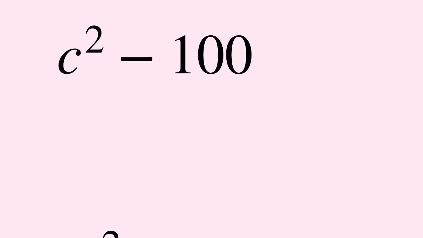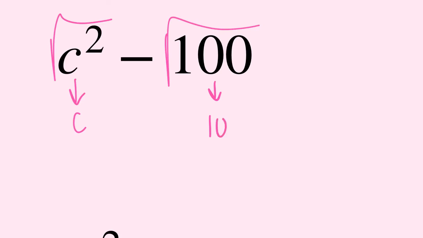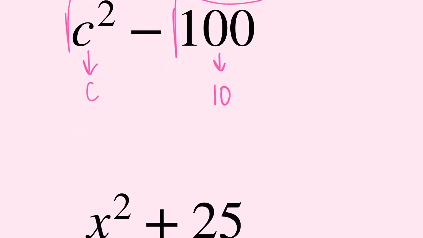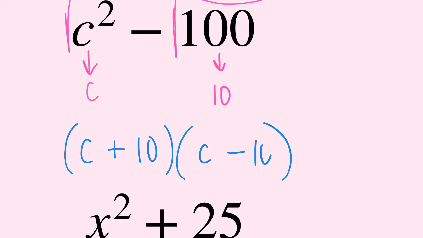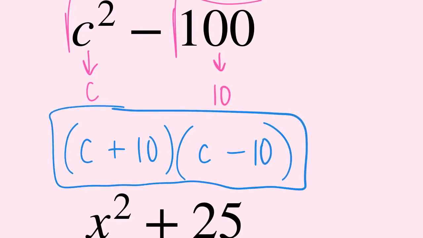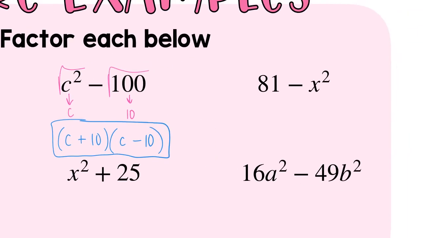Okay, same thing here. So make sure it's a difference. Yep, it's a difference. It's subtraction. And then we just find the square roots. So the square root of c squared is c. The square root of 100 is 10. 10 times 10 is 100. And then we can write out our factors. So plus, minus, and then c and 10. All right, that one's done.